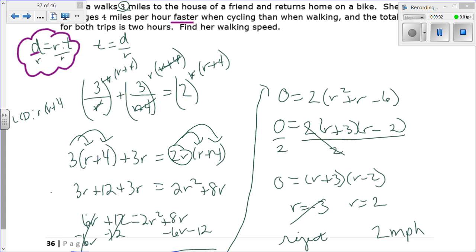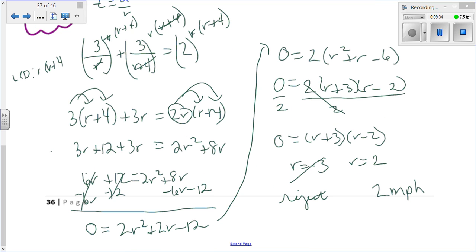So I need to distribute. So I have 3r plus 12 plus 3r equals 2r squared plus 8r. So 3r and 3r equals 6r plus 12 equals 2r squared plus 8r. Subtract the 6r, subtract the 12. So I have 0 equals 2r squared plus 2r minus 12. They have a GCF of 2, so I factor it out. So I have 2 times r squared plus r minus 6.